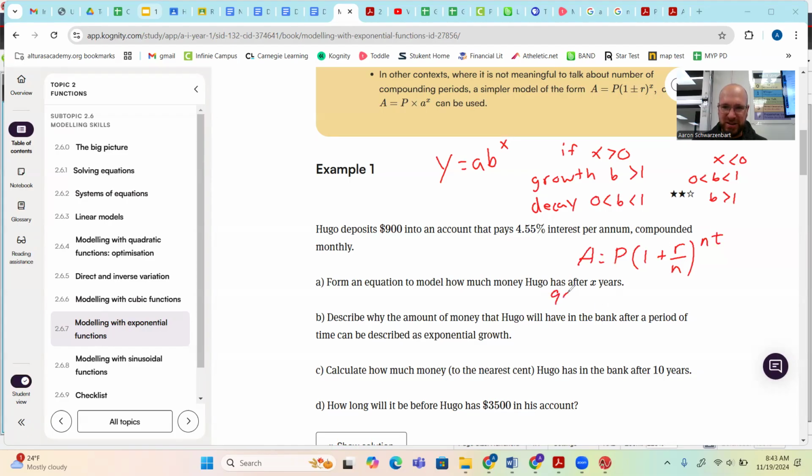But the formula for this, 900, why did I write equals? That's times. I suppose I should write A of T, that's now a function. It's 900, 1 plus 0.0455 over 12 to the 12t.